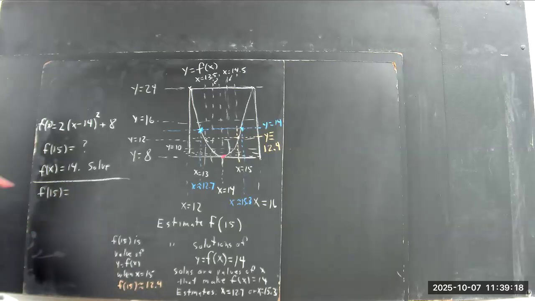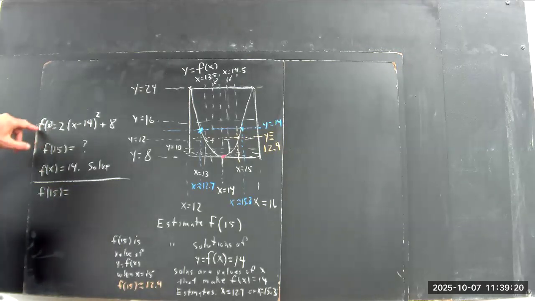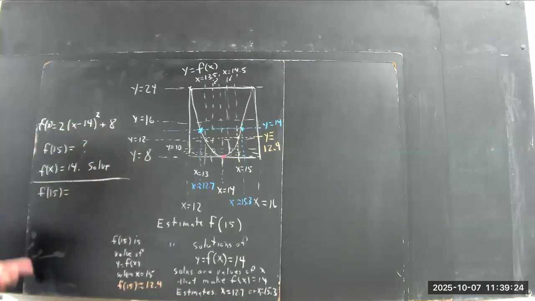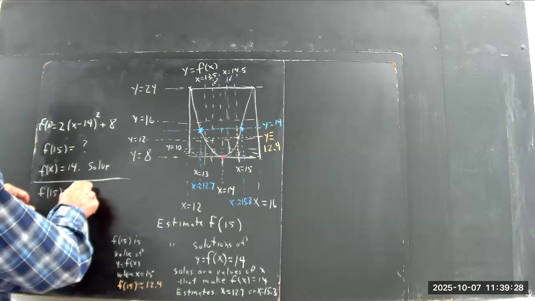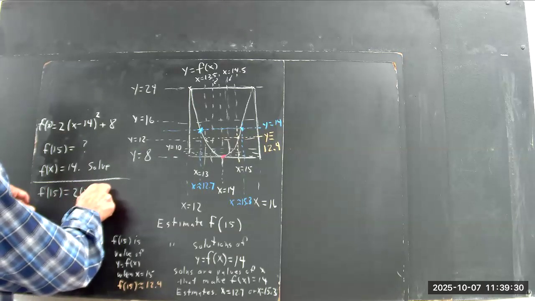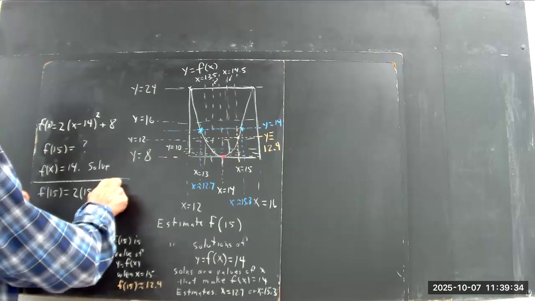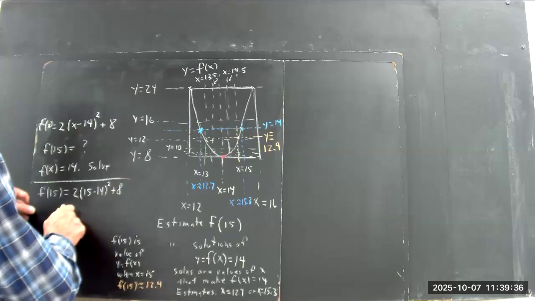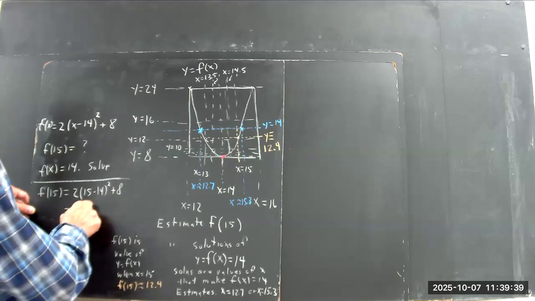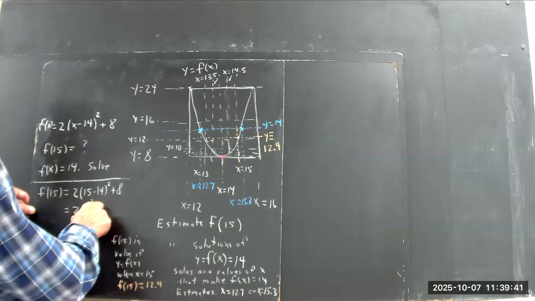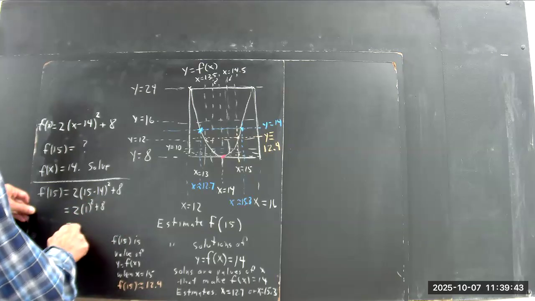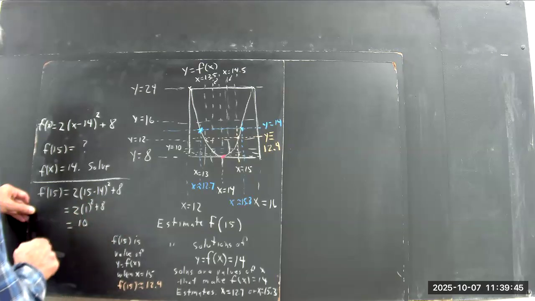f of 15, well, 15 is your value of x. This is what f of x is. If you know what x is, you just plug x in and you get the value of f of 15. And that's 2 times 15 minus 14 squared plus 8, which is 2 times 1 squared plus 8, which is 10.